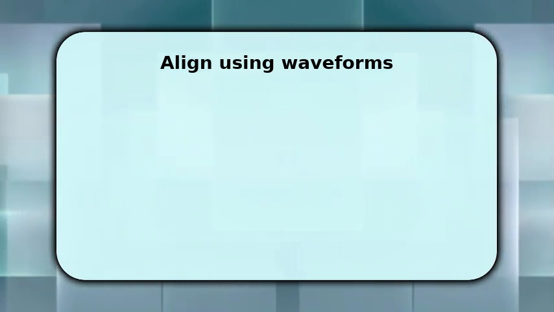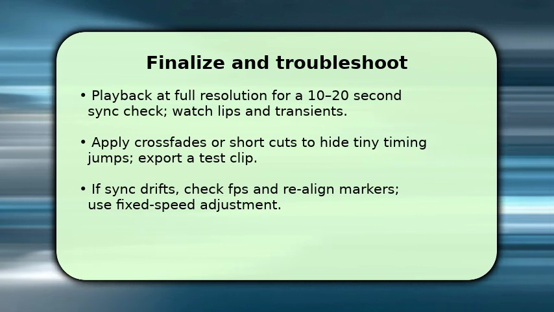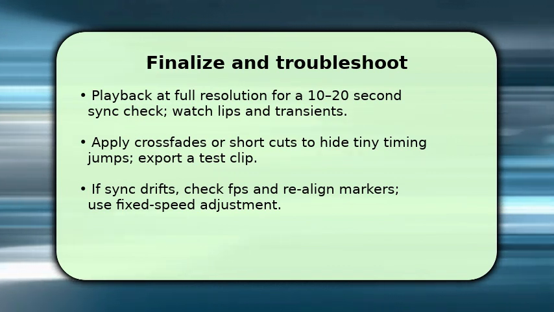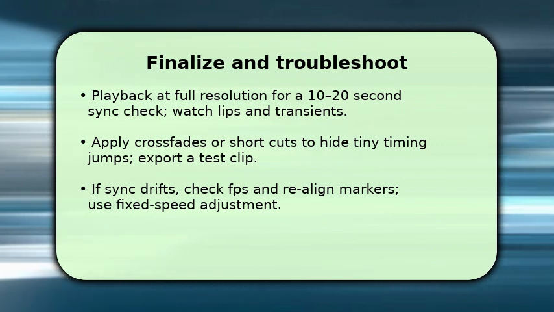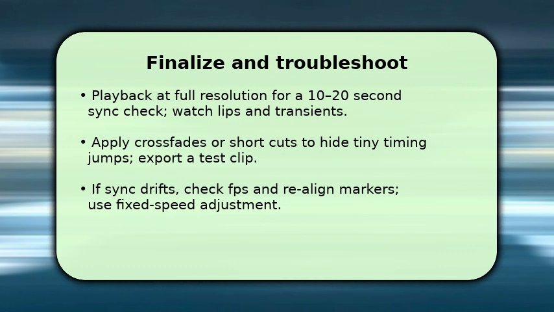You finish by playing back the sync segment at full resolution and watching lips and transient hits for 10 to 20 seconds. This confirms alignment under real conditions. If everything looks good, add tiny crossfades or microcuts to hide any remaining clicks and export a short test file. If you see drift, make sure project FPS matches source footage and then realign using markers or apply a fixed speed adjustment to the offending clip. This is the fastest reliable fix when timing shifts.